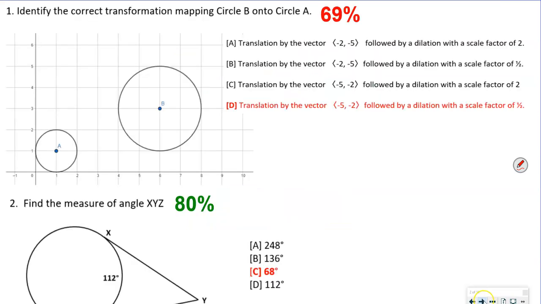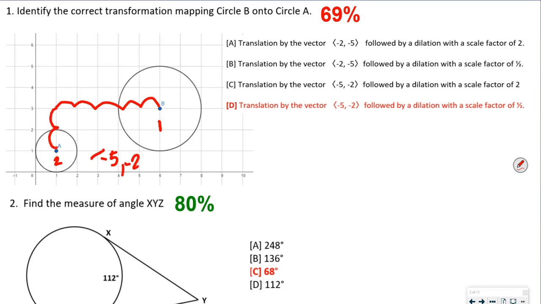So first of all, this first question says identify the correct transformation that maps circle B to circle A. 69% of y'all got this right. So we're going from circle B, so we're starting here, and we're going to circle A, okay? So circle B to circle A. So we went translation by the vector. So we're going 1, 2, 3, 4, 5 left. That's -5. And 1, 2 down.